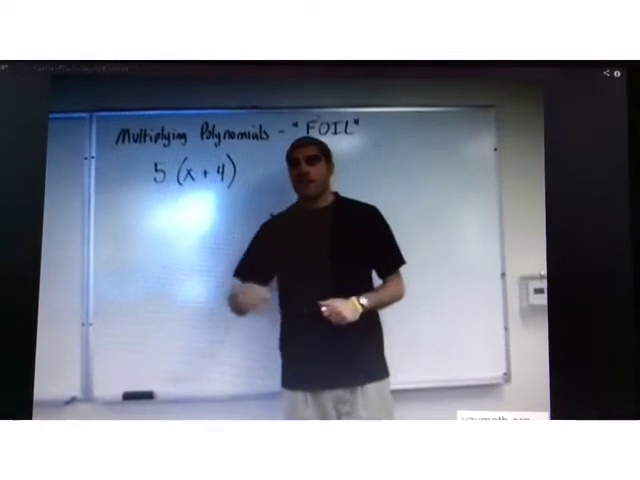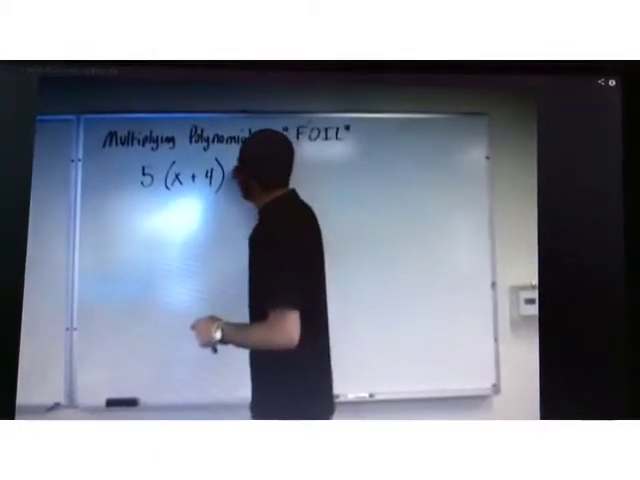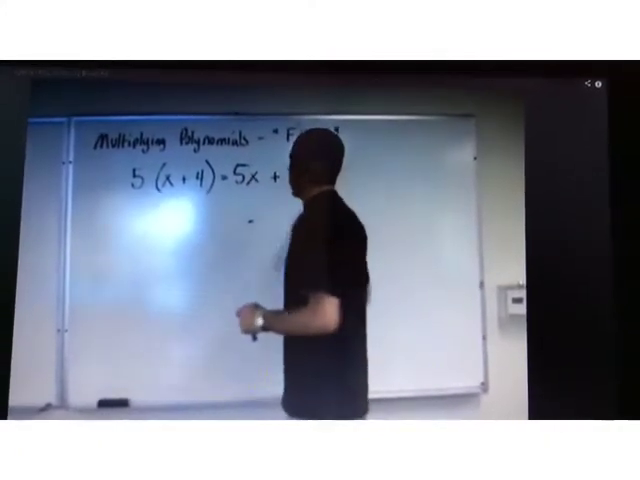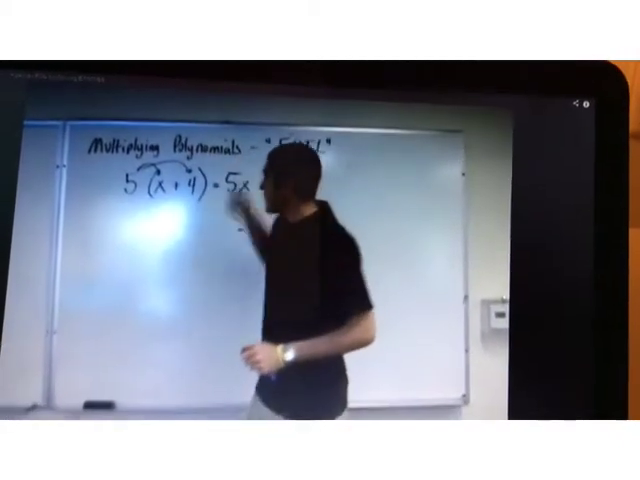Distribute this. Yes. 5x plus 20. That was a brief intro on distributive property.